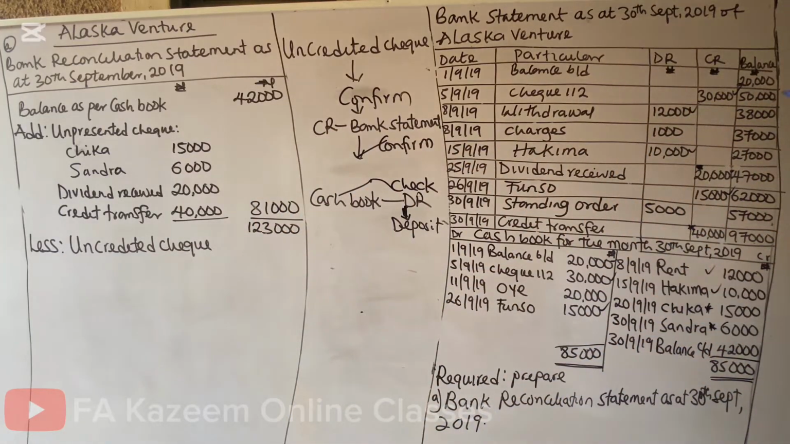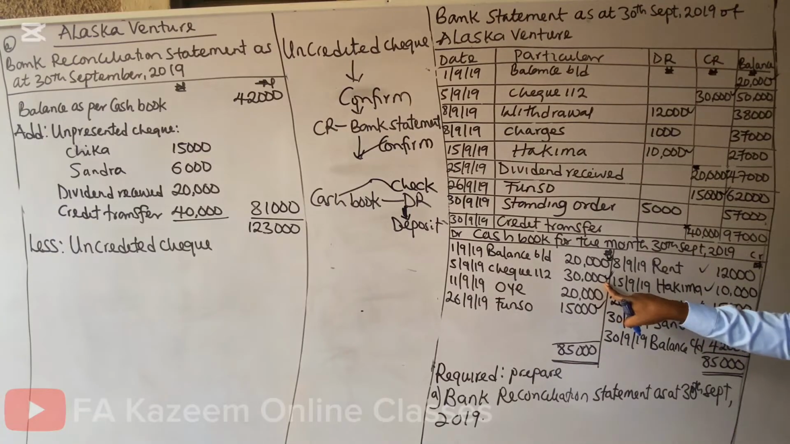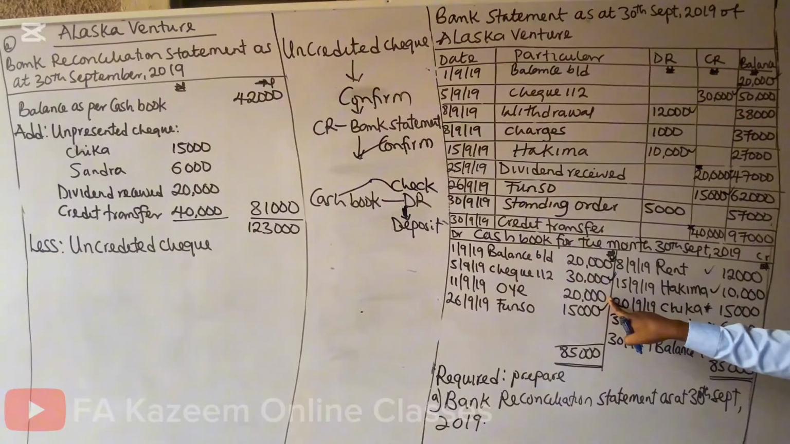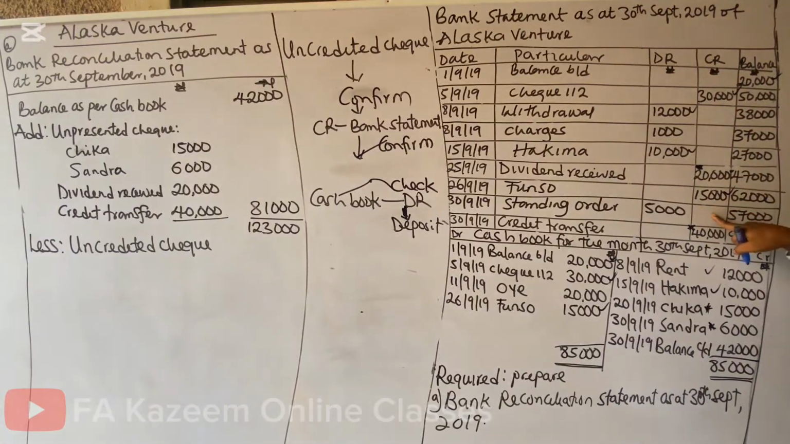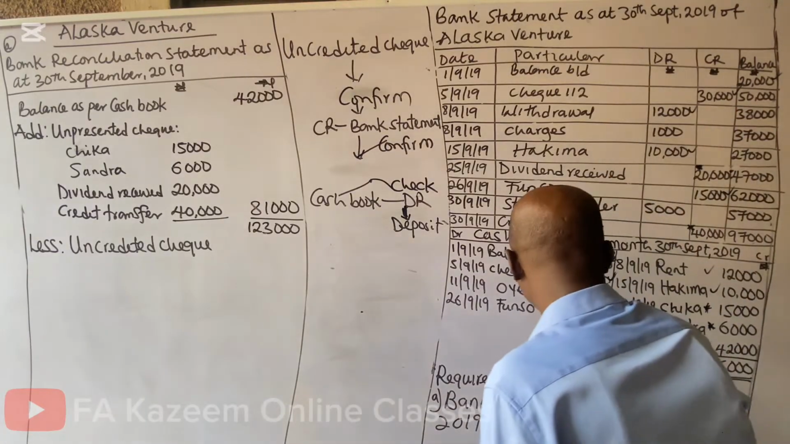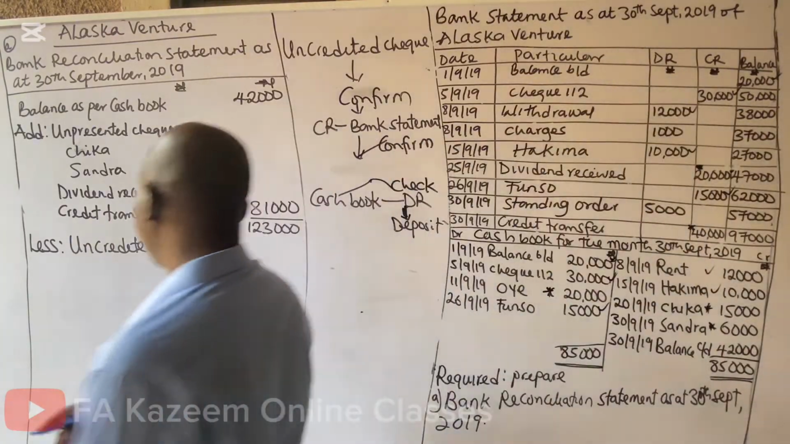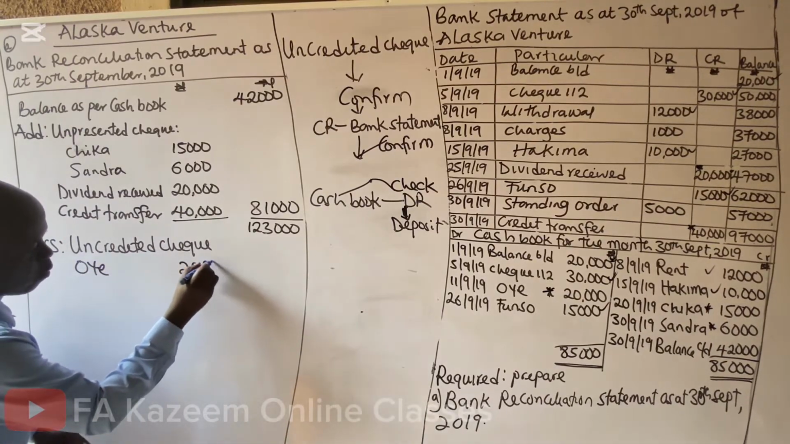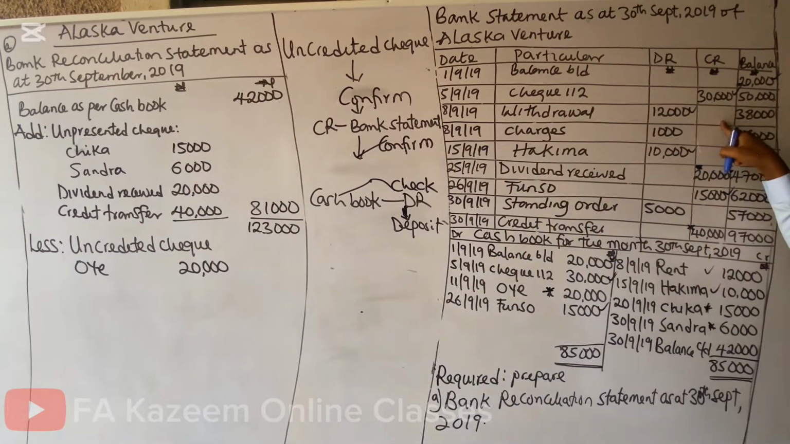We have balance of 20,000. The balance is there. There's no problem. We have check 112. I've checked check 112 on the cash book. Let me confirm whether it's on the corresponding of the credit side. Is there? We have Oye 20,000 on the 11/9/19. There's no any Oye on the credit side. It means the check of Oye was not credited by the bank. In that case, Oye should be deducted. That's the only check that was not credited.